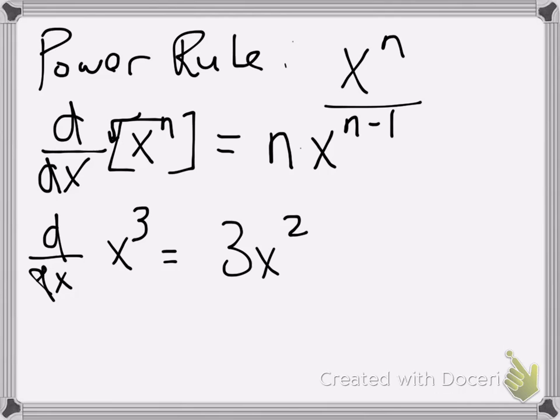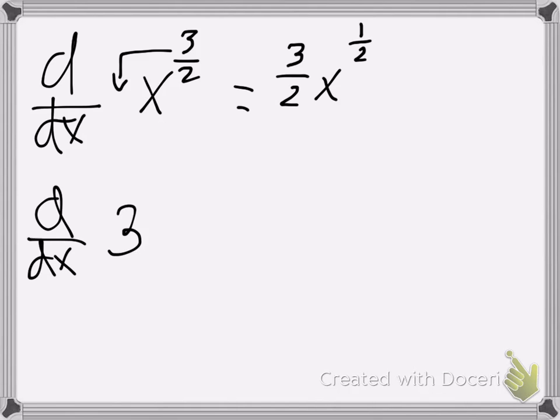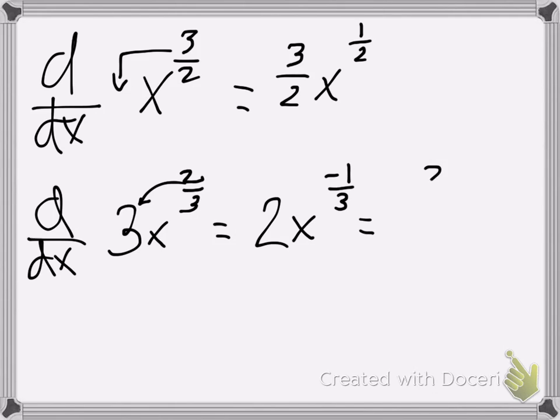Now, you might be saying to yourself, what about exponents that aren't nice, pretty integers? What if I want to take the derivative with respect to x of x to the 3 halves? Hey, guess what? We can do the same thing. We bring down the 3 halves. It's 3 over 2 x to the 3 halves minus 1, which is 1 half. Okay? What if I said the derivative of 3x to the 2/3? Same thing. Bring down the 2/3. I get 2 because I do 3 times 2/3. For x, I subtract 1, negative 1/3. If you don't like that negative exponent, you can write 2 over x to the 1/3, and that makes that 1/3 a positive. Okay, that's the power rule.